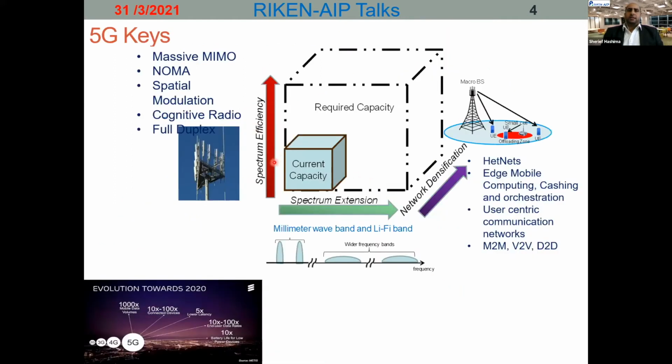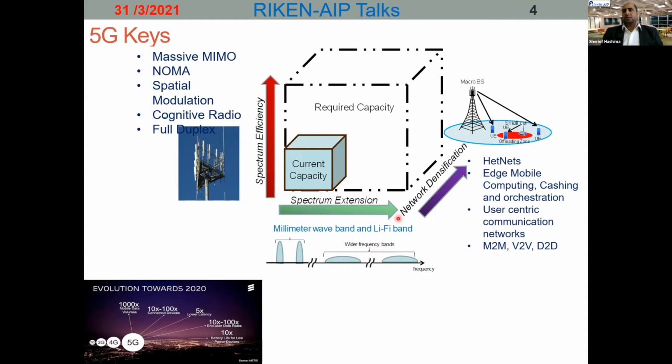Now, in 6G, this is the current capacity, and the required capacity is larger. To be sufficient for this required capacity, there is a cube with 3 dimensions: either utilize the spectrum efficiently using massive MIMO systems, non-orthogonal multiple access techniques, spatial modulation, cognitive radio systems, or full duplex systems, which means transmitting and receiving at the same time by transmitter and receiver, or use spectrum extension, which our talk today is about, millimeter waves that have larger bandwidths, so I can increase the capacity.